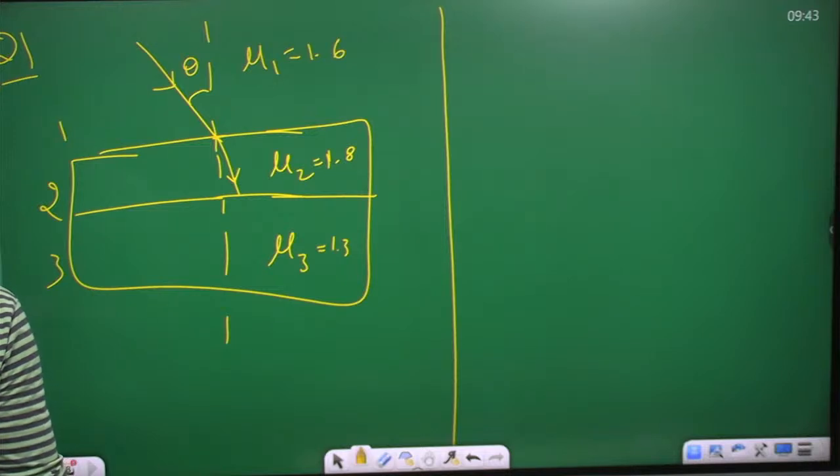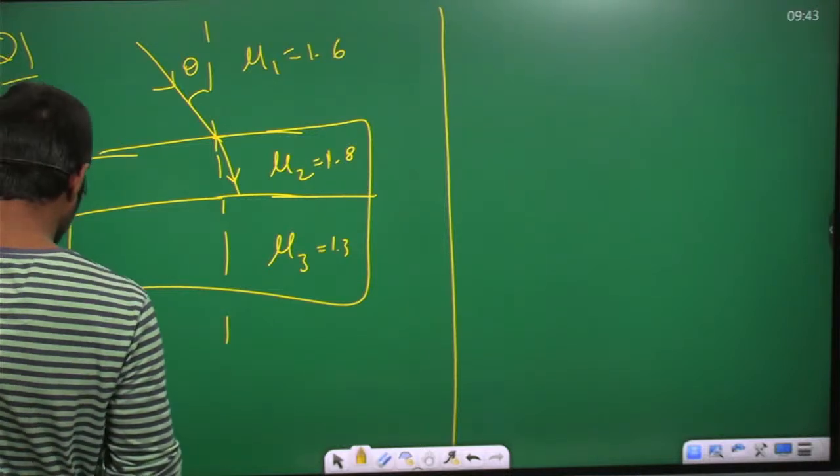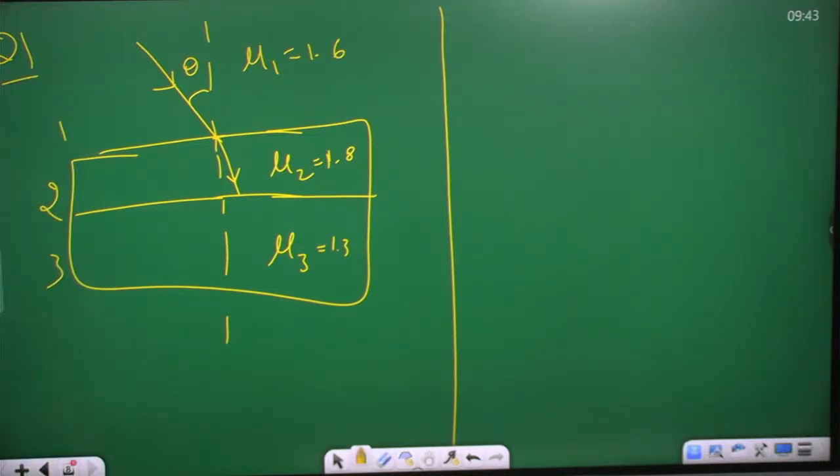See, a ray of light refracts from medium 1 to medium 2, into a thick layer of medium 2, crosses the layer and is incident at the critical angle on the interface between medium 2 and 3. The angle of incidence is theta. Find the value of theta.